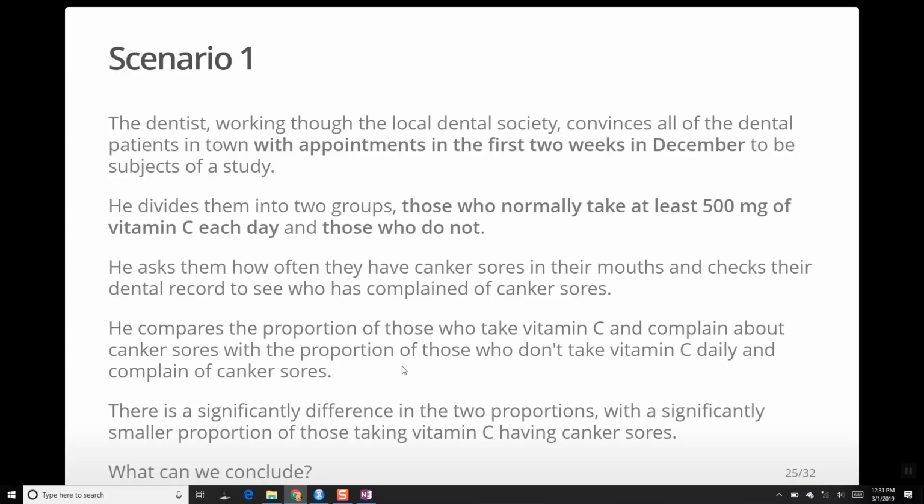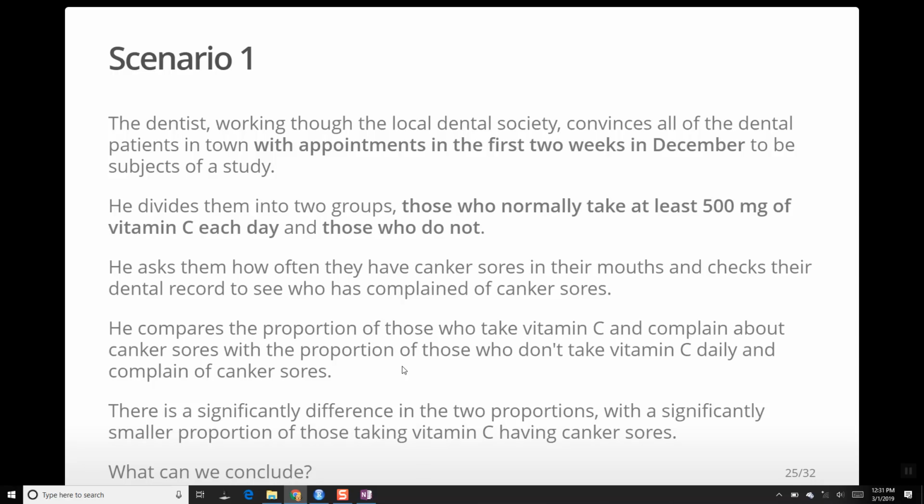We compare the proportion of those who take vitamin C and have canker sores to the proportion of those who do not take vitamin C but also have canker sores. We're going to see if there's a difference between the proportions. And we do the math, and it turns out there is a statistically significant difference. Okay? What can we conclude?